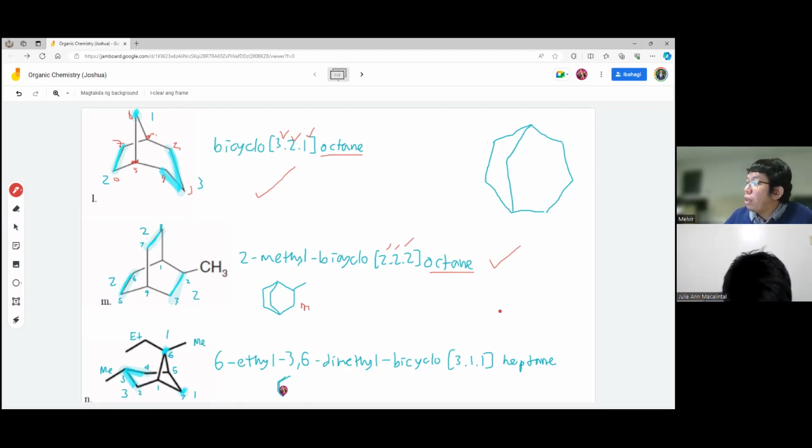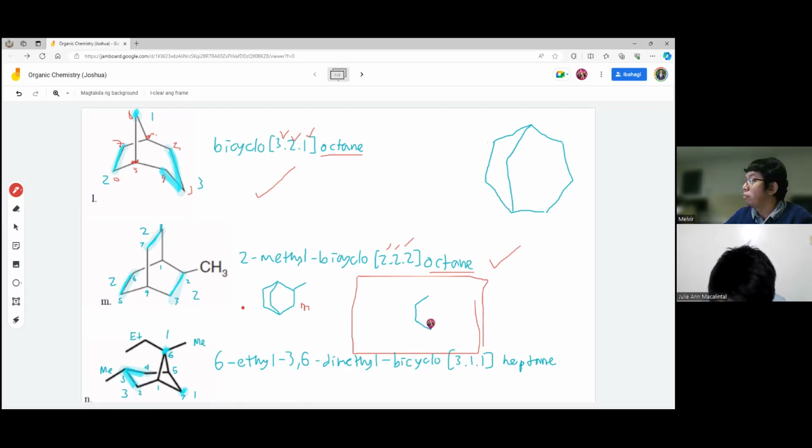Wag yan, wag yan. Masyadong masikip. Dito oh. You can place it here. It's more than that. Sige. Go, go, go. Continue. Tatlo yan, Josh. Ayan, no? Tatlo sa bigger ring. Okay, sige. Pwede naman. Tapos, magbe-bridgehead ka.